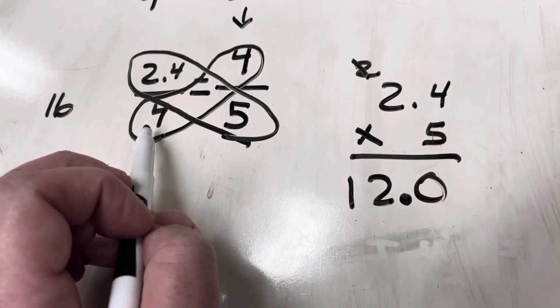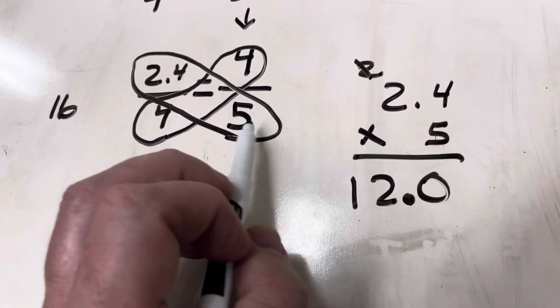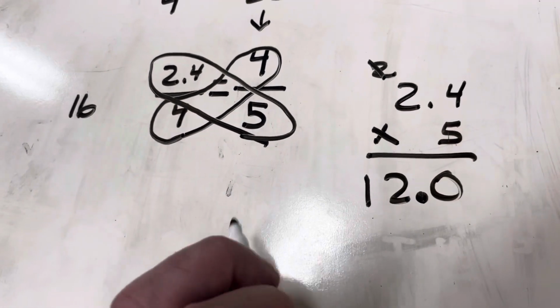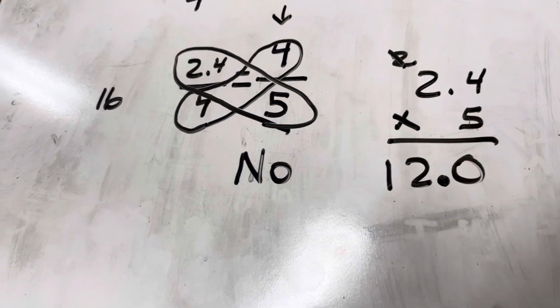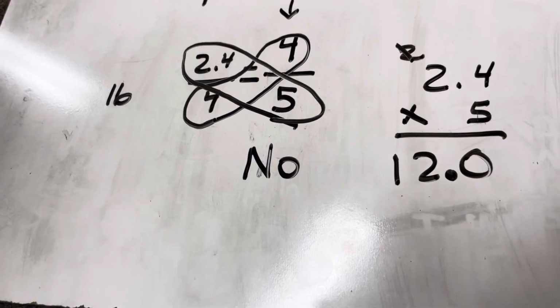4 times 4 equals 16. If these were truly equivalent, I would have gotten the same answer in both multiplication problems. So the rates do not form a proportion. Just another way to answer those questions.